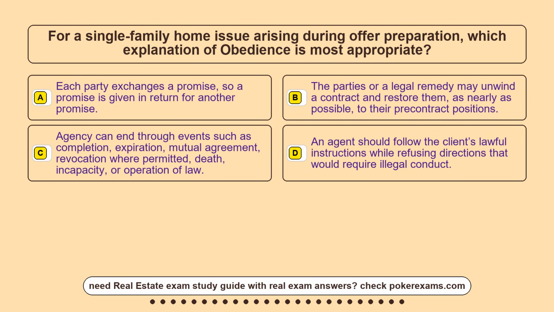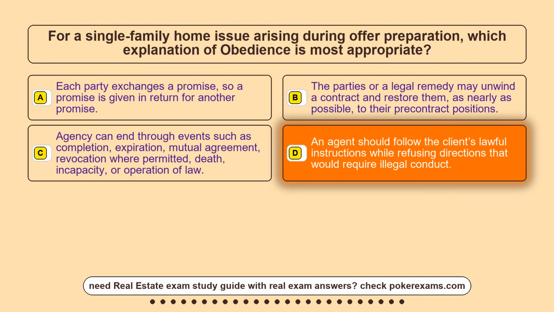Agency can end through events such as completion, expiration, mutual agreement, revocation where permitted, death, incapacity, or operation of law. Option D. An agent should follow the client's lawful instructions while refusing directions that would require illegal conduct. The correct answer is option D. An agent should follow the client's lawful instructions while refusing directions that would require illegal conduct.